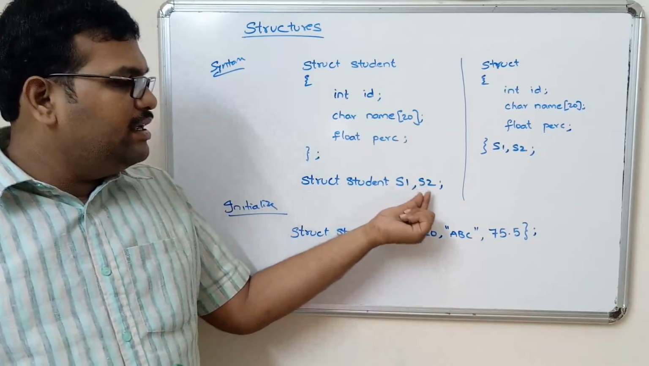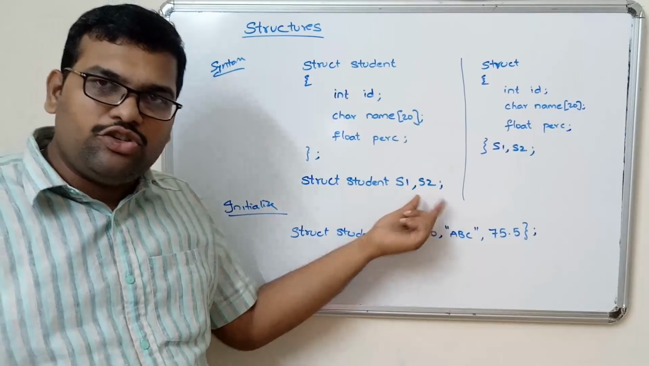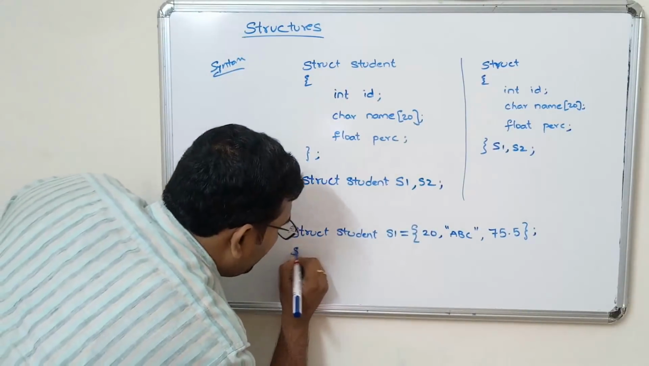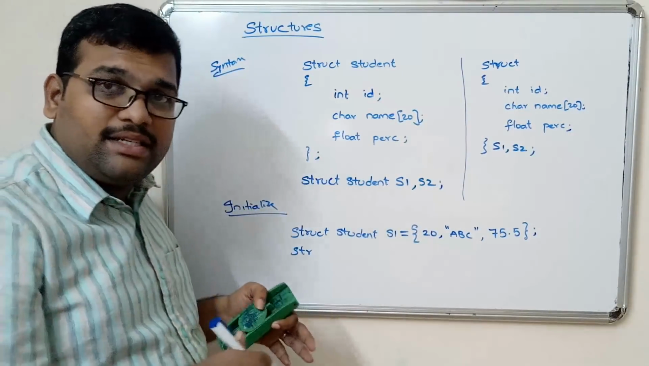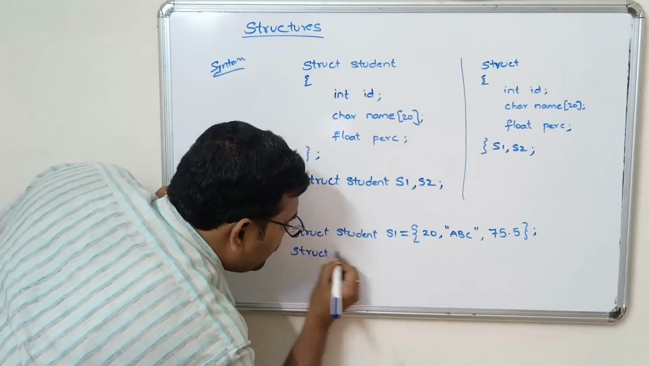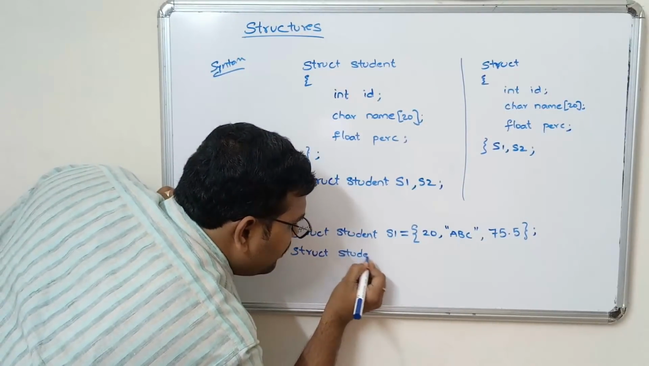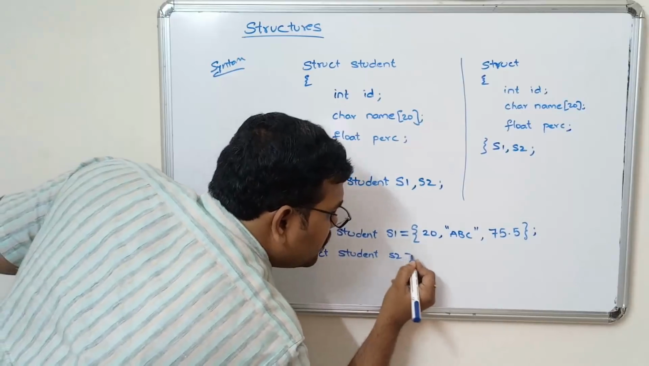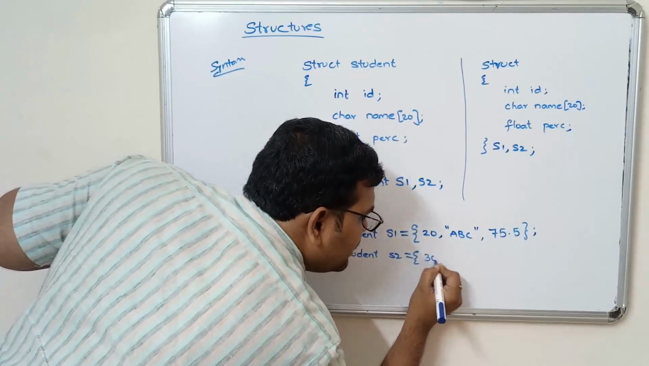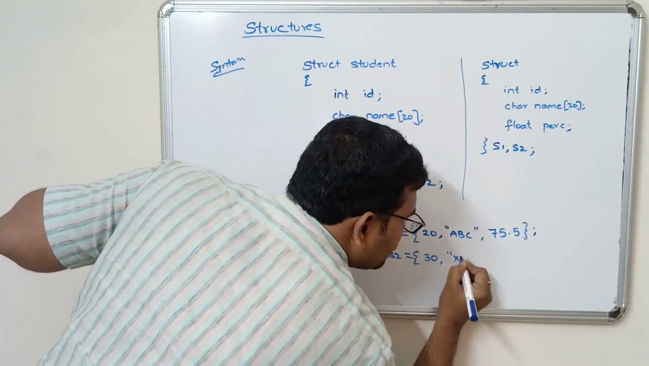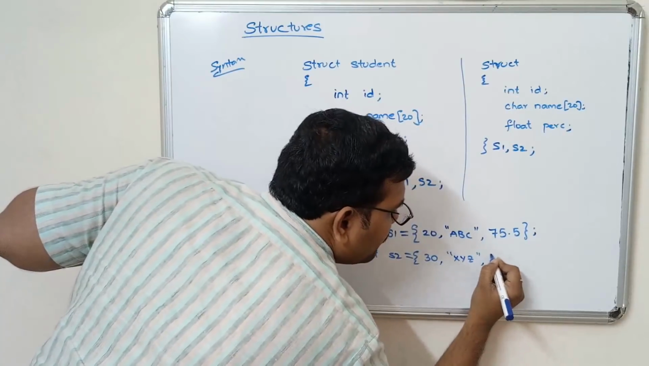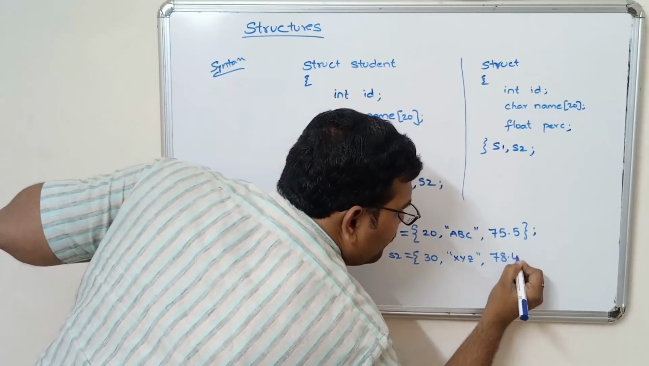If you want to initialize the structure variable S2, again write this. Again in the next statement, struct student S2 is equal to 30, XYZ, 78.4.